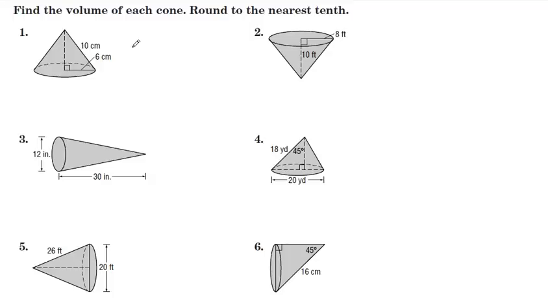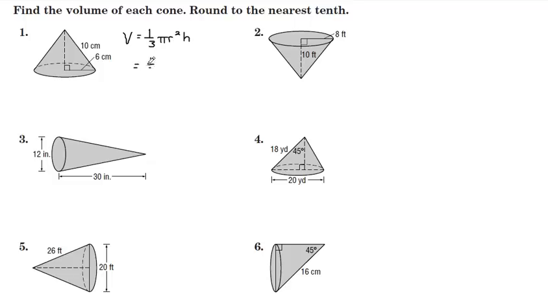Everybody. In this video we're going to be finding volumes of cones. Now the formula we need is V equals 1/3 pi r squared times h. R is the radius, h is the height. Basically it's a third of a cylinder.